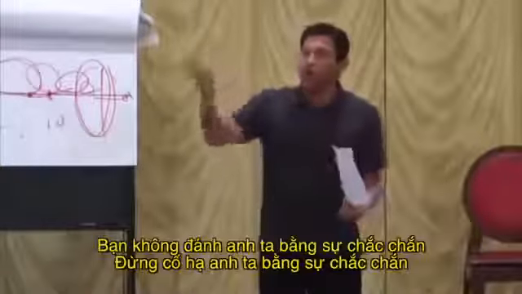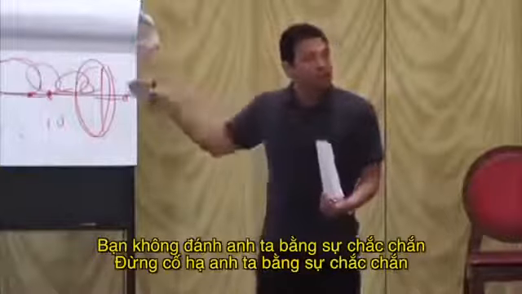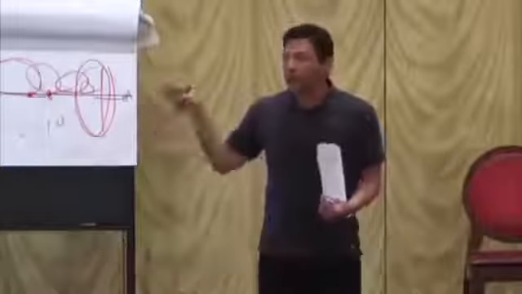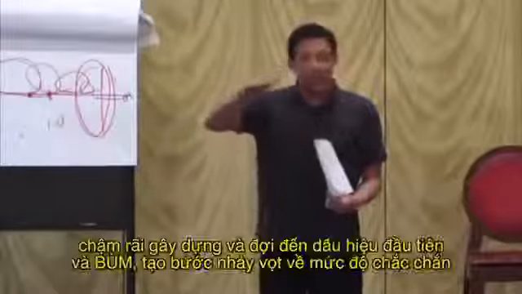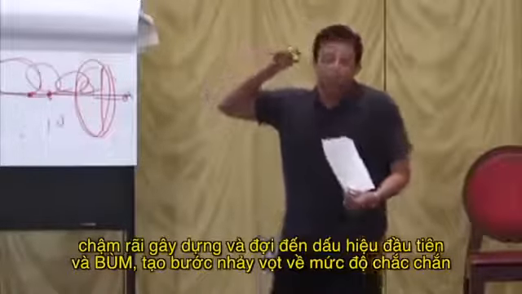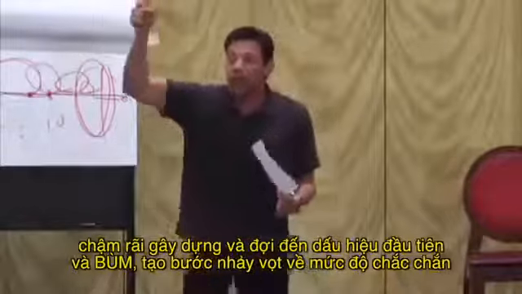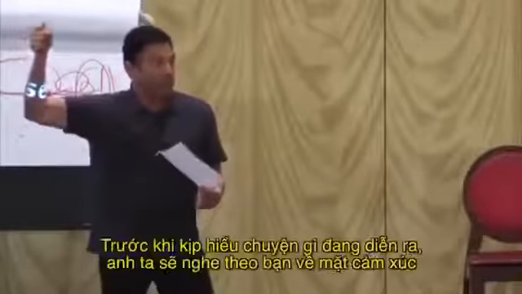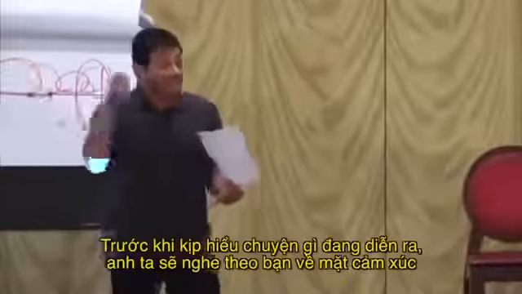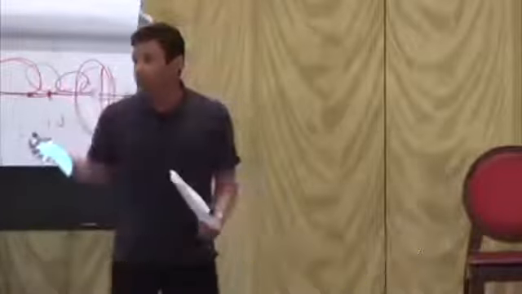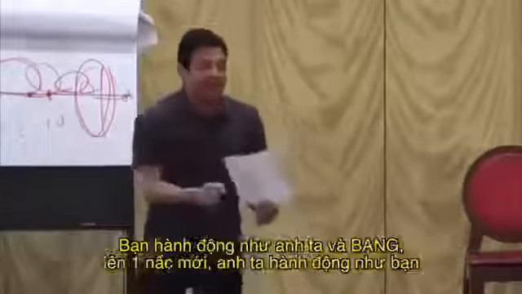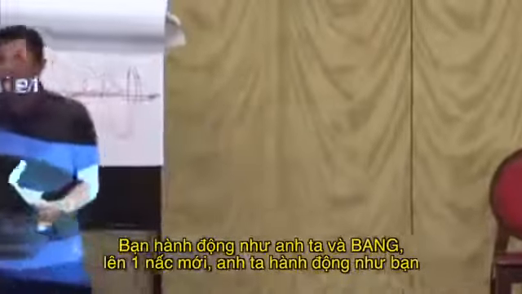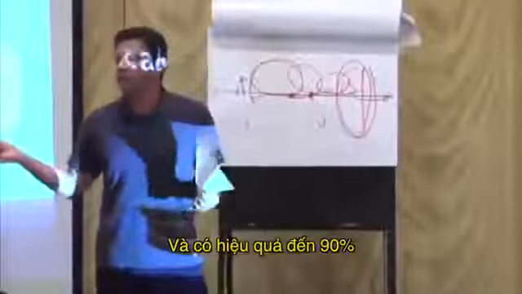You don't hit him. If he's uncertain, do not hit him with certainty. Enter his world where he is. Slowly build and wait for the first point in time where you can, boom, jump up your level of certainty. Before you know it, he's going to follow you emotionally. You start leading him. That's what pace lead is. You act like the guy, and bam, you step it up, and he acts like you. And it works 90% of the time.